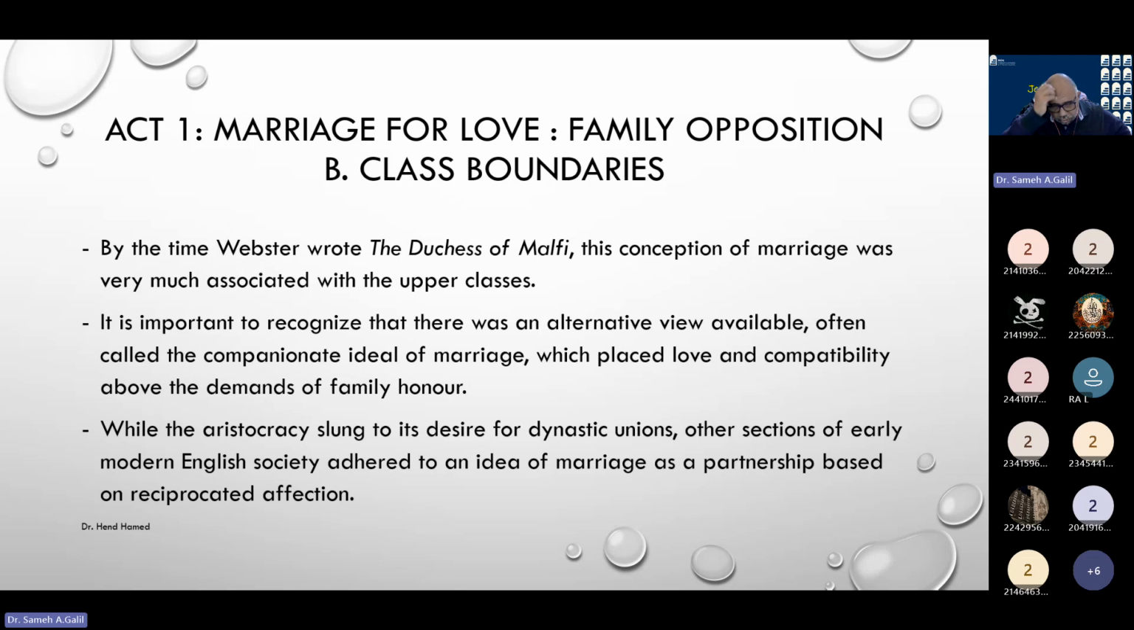Again, this idea of marriage as a union between families rather than individuals was also challenged by an alternative view that was also appearing at the time. It's called the companionate ideal of marriage, which placed love and compatibility above the demands of family honors.